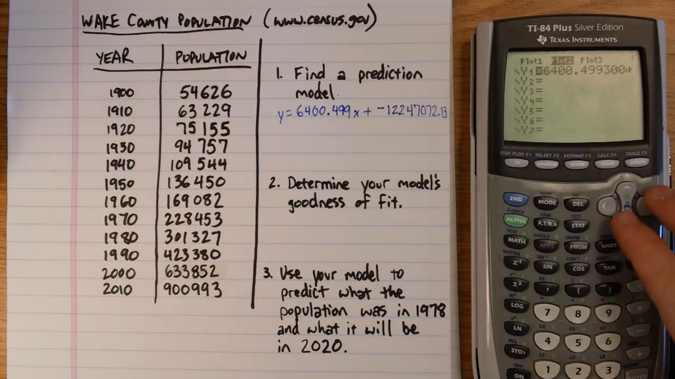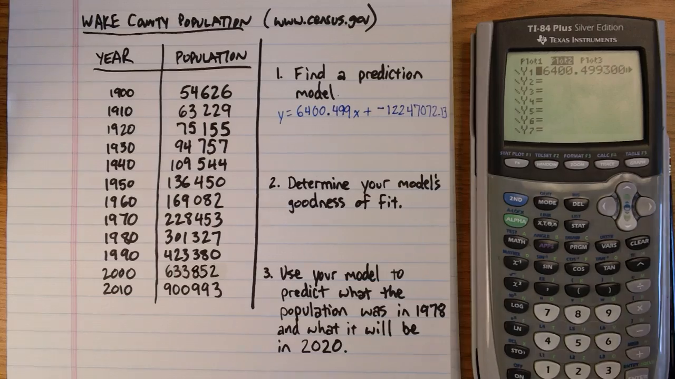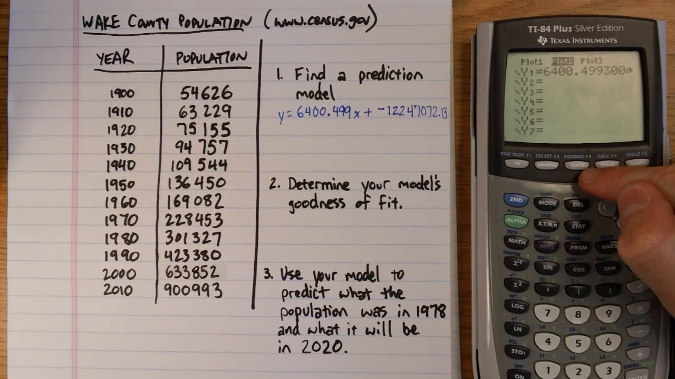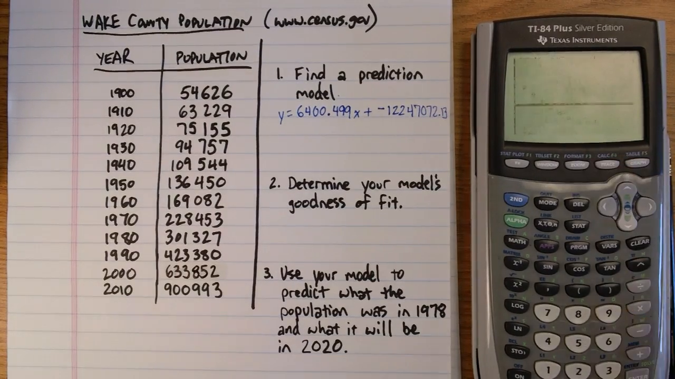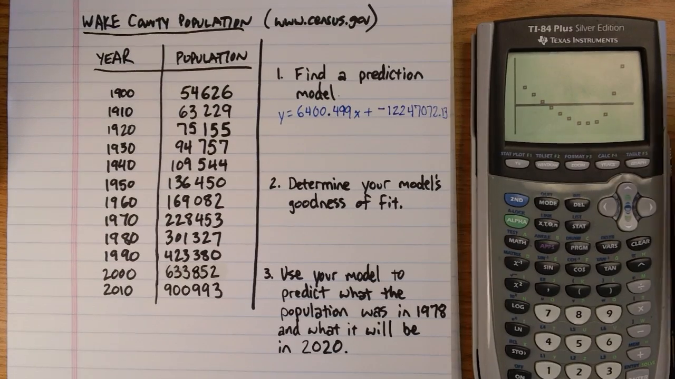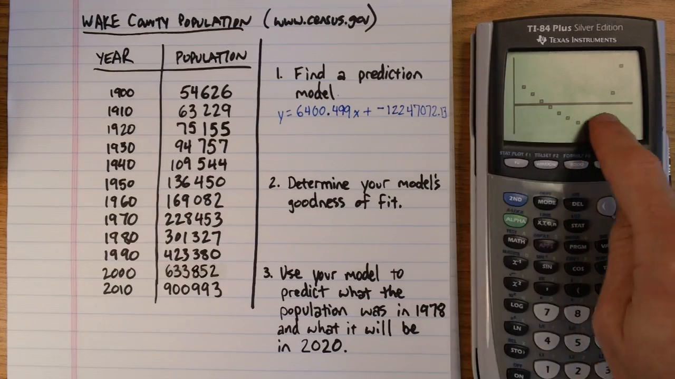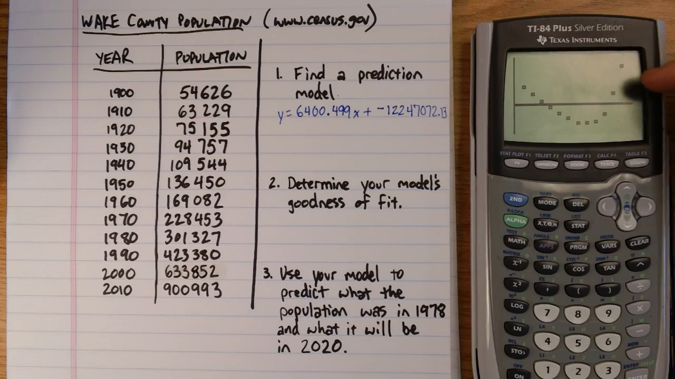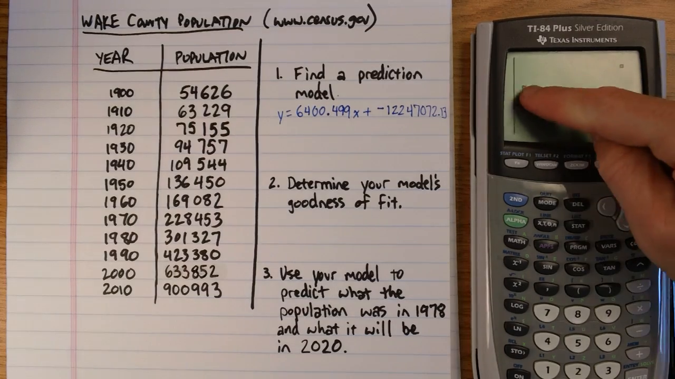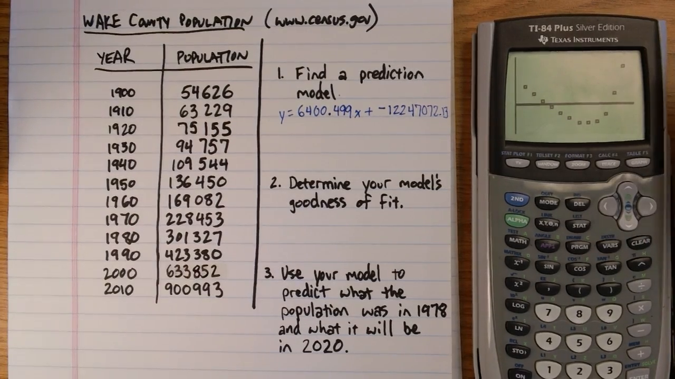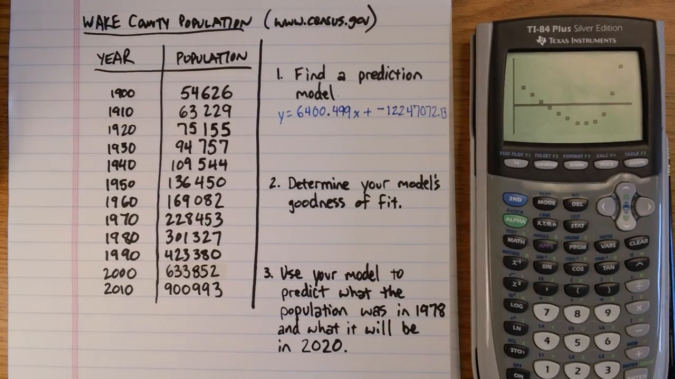I'm going to go back into Y equals. I'm going to turn off my linear model and then refit my window, so zoom 9 to that data. And here's our residual plot. So along my X, I've still got my actual years, but along my Y, instead of the actual population, I've got the residuals, the difference between the actual and predicted population of those years using this linear model.